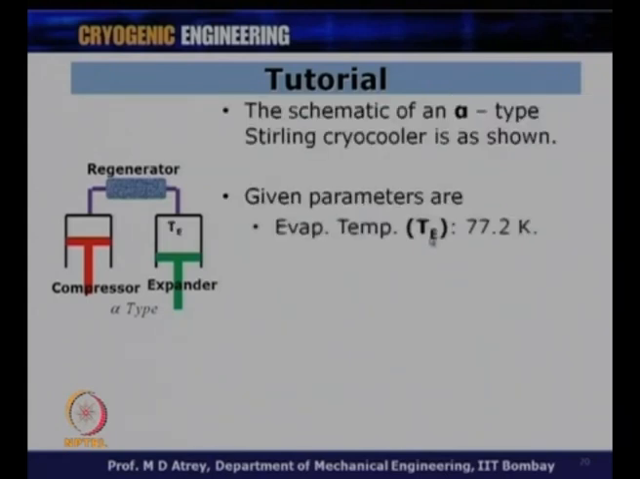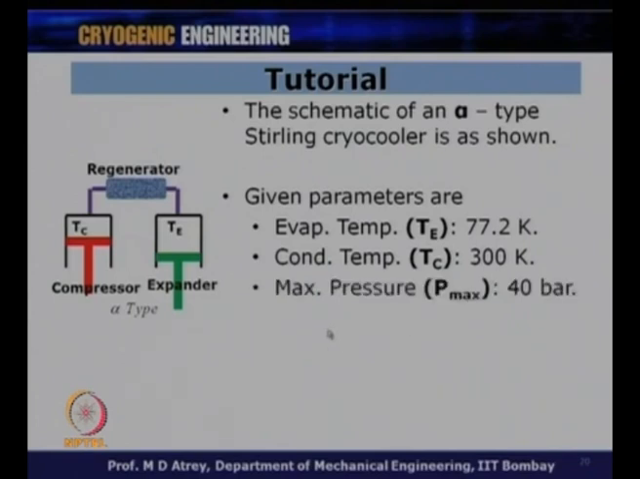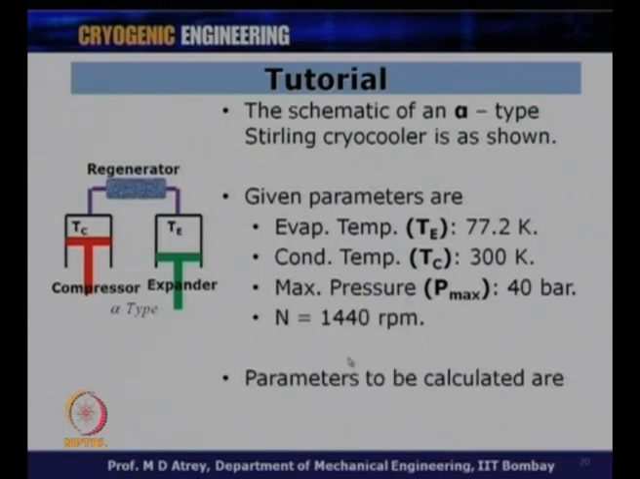The given parameters in the problem are the evaporation temperature TE, which is going to be produced in the expansion space over here, at 77.2 Kelvin. The compressor temperature is TC, which is 300 Kelvin. The maximum pressure in the system is P max, which is 40 bar. N is equal to 1440 rpm. These are basically my operating parameters.